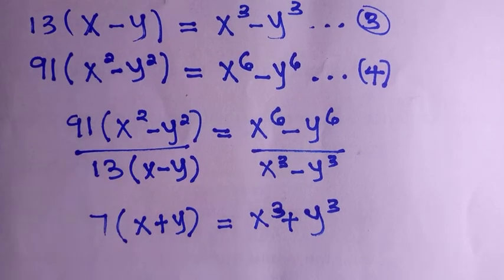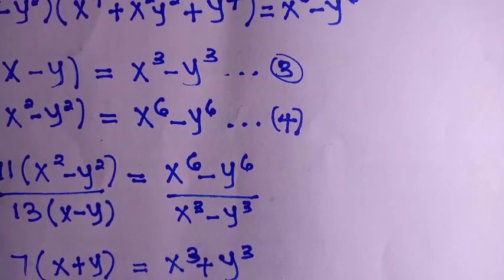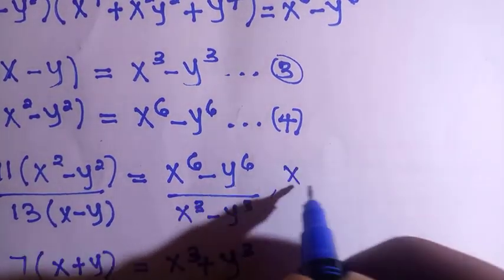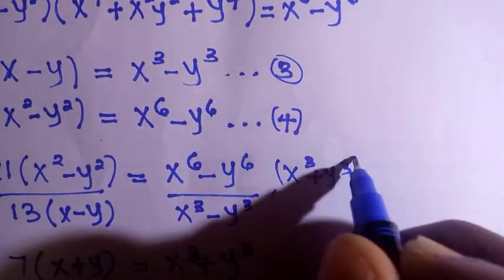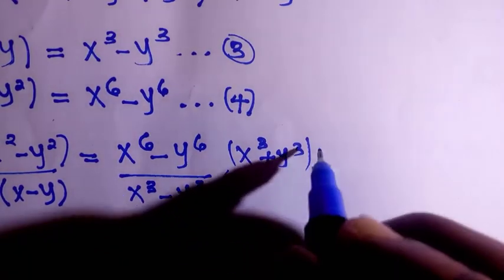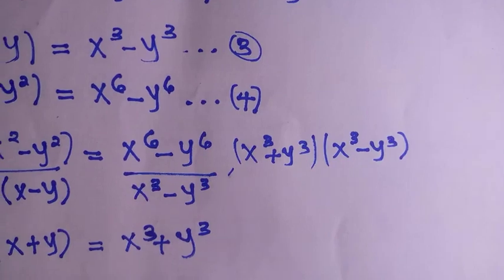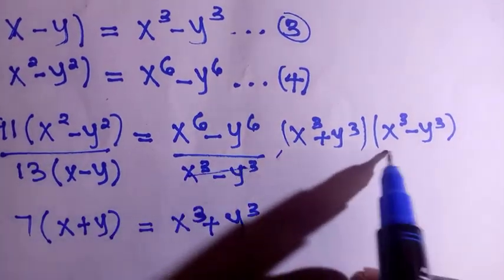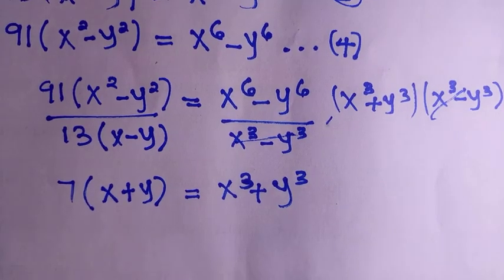And this is gotten from supposing x raised to power 6 is just like x raised to power 2 raised to power 3. So we can apply difference of two squares in that one, and this is more of (x raised to power 3 plus y raised to power 3)(x raised to power 3 minus y raised to power 3). So these two will cancel each other. Then we have this result.